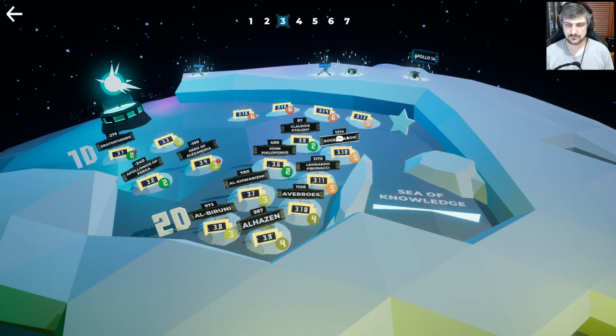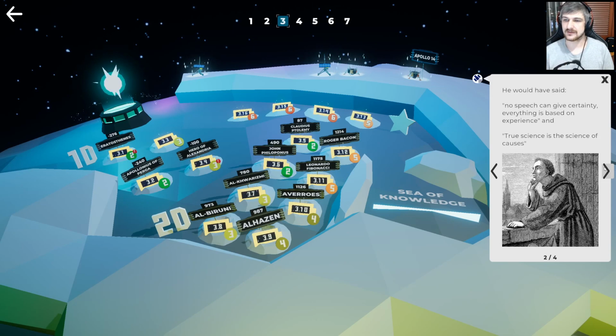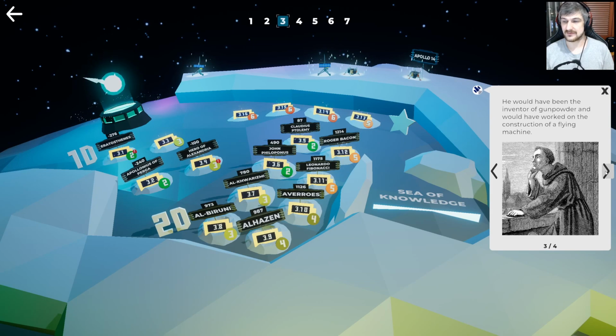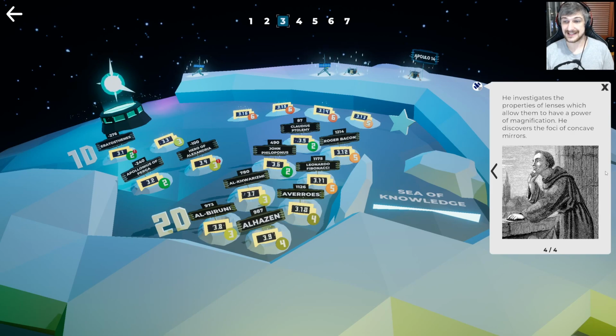Roger Bacon. He is considered to be one of the pioneers of the scientific method, which is the basis of how we do science today. The method is intended to be objective. It is made of observations, experiments, reasoning, hypotheses, calculations, and refinements. He would have said, no speech can give certainty. Everything is based on experience, and true science is the science of causes. He would have been the inventor of gunpowder and would have worked on the construction of a flying machine. He investigates the properties of lenses, which allow them to have a power of magnification. He discovers the foci of concave mirrors.